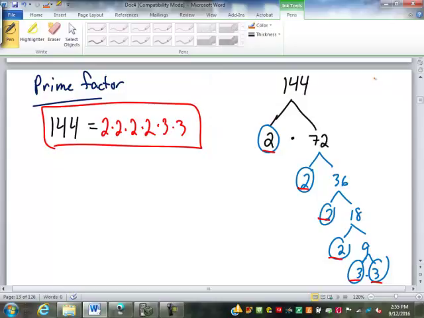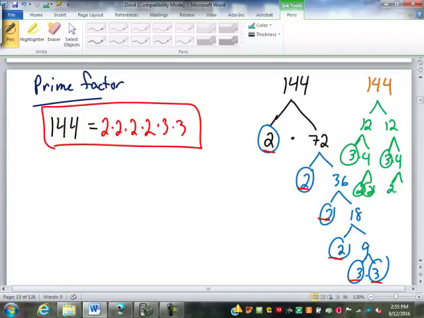Now let's go back here. What if we had split this up differently? What if I looked at 144 and said, hey, 144 is 12 times 12. Then 12 is 3 times 4. 3 is prime. 4 is 2 times 2, and the other 4 is 2 times 2 again. I still have 2 times 2 times 2 times 2 times 3 times 3. It just was a little bit shorter factor tree, is all.